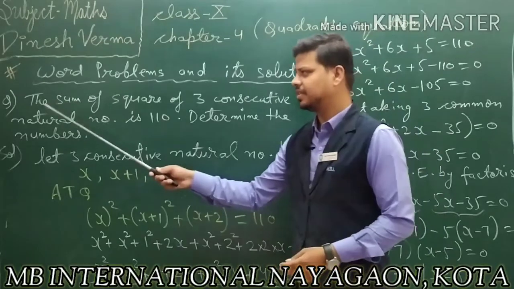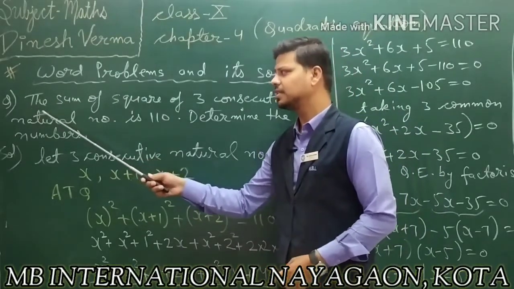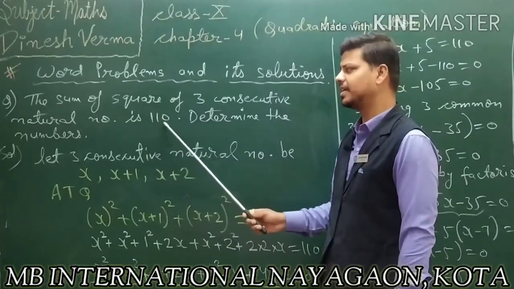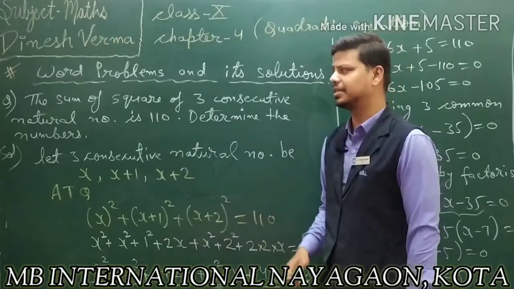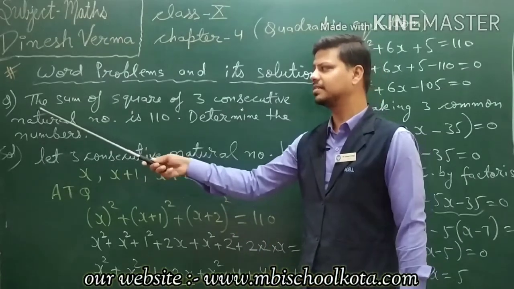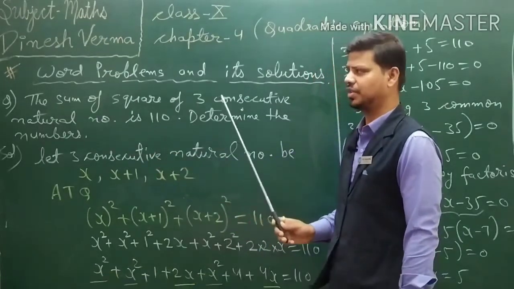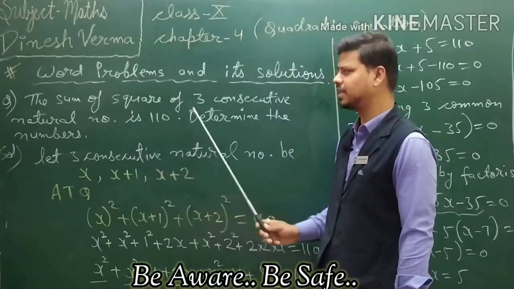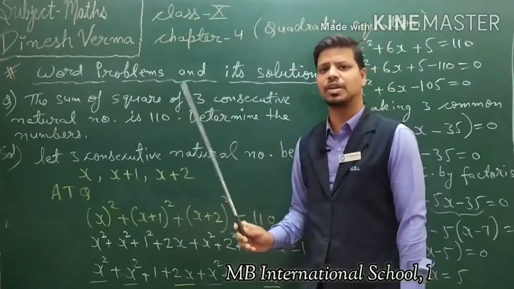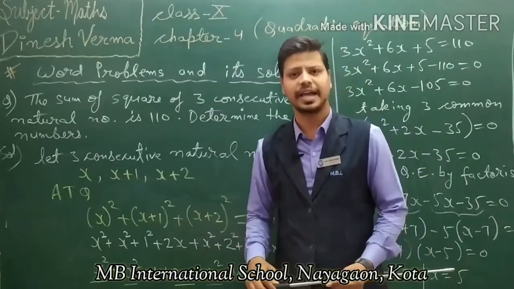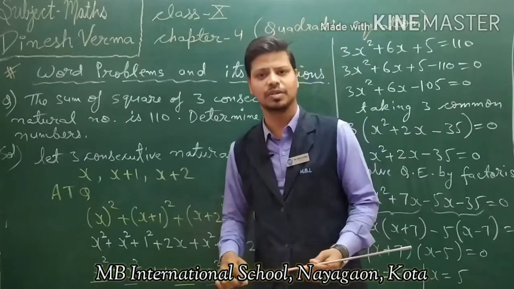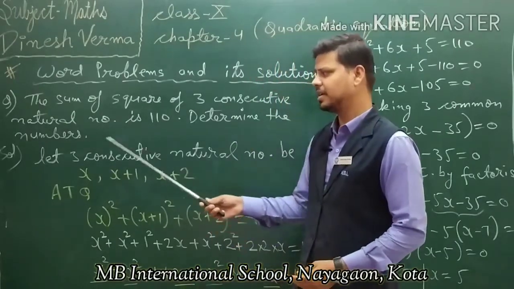Now, first of all, we read the question carefully. The sum of squares of three consecutive natural numbers is 110. Determine the natural numbers. The important thing in this is that you have to sum the squares of three consecutive numbers, but you don't know the three consecutive natural numbers, so let the natural number be x. First natural number को आप x मान लेंगे because you don't know the natural number.